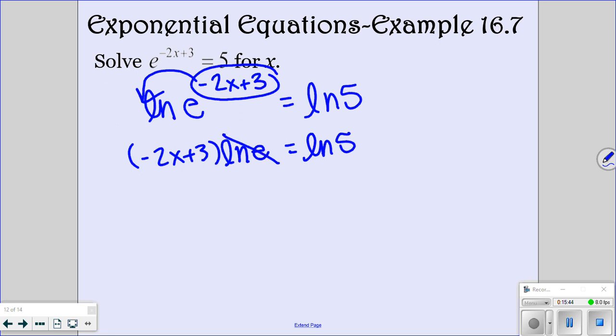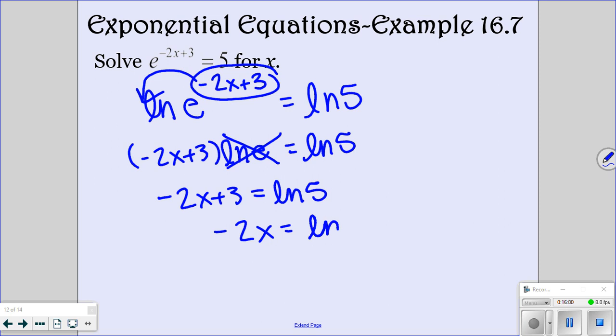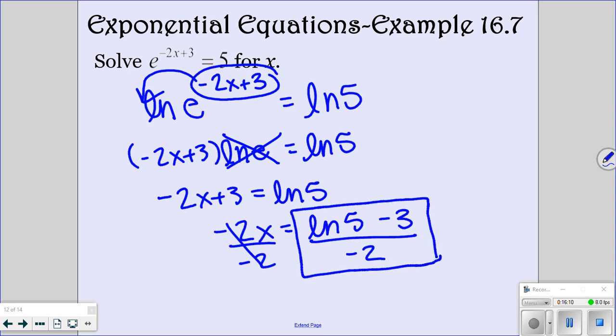And the natural log of E is just a 1. If you want to check on your calculator, you can, but that's a 1, so it just goes away. So we really have negative 2x plus 3 equals the natural log of 5. So negative 2x equals the natural log of 5 minus 3, and then divide by negative 2. And so there's your answer, or one format of your answer. Again, the book is probably going to do that. Just move the negative in front, but either one of them is fine with me.